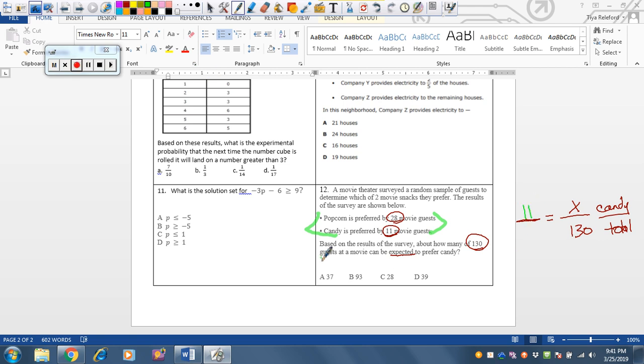How many total guests did they talk to? Is it 28? Is it 2? You're going to have to add those up. 28 plus 11.